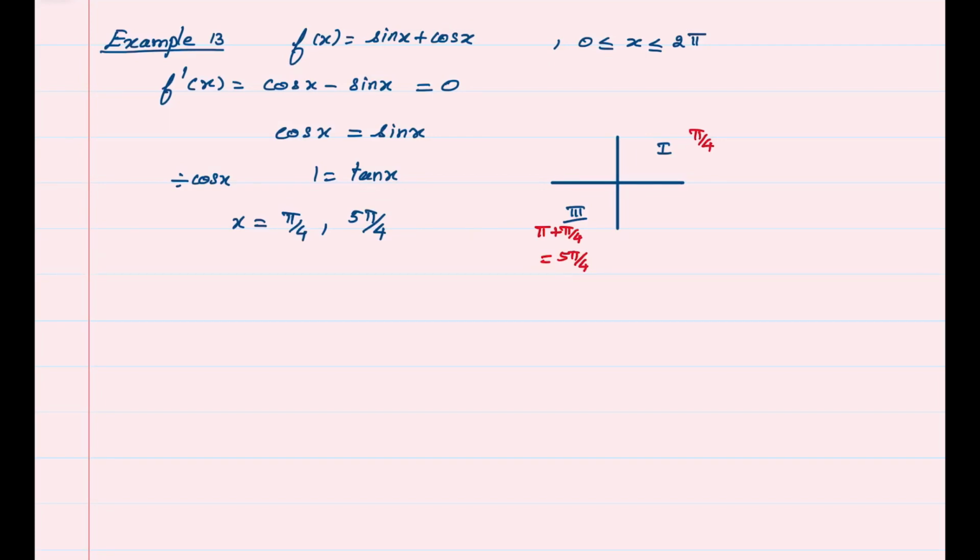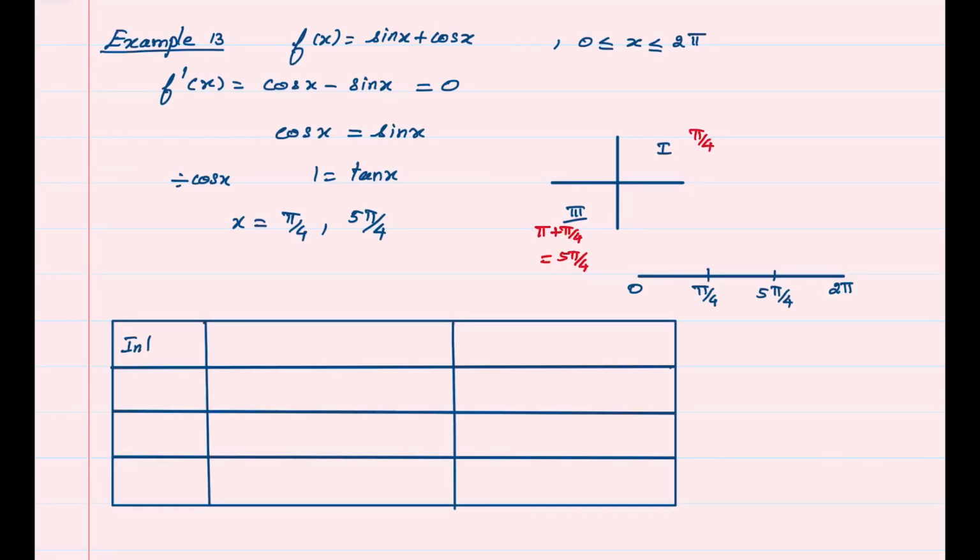These are the critical values. Here we may go wrong by writing only one value, pi by 4. See the domain, it is 0 to 2 pi. So we have to write the answers from all 4 quadrants so that tan x is equal to 1. We will draw the number line. The given domain is 0 to 2 pi and we have got two critical values, pi by 4 and 5 pi by 4. Let us draw the table. We will write the intervals.